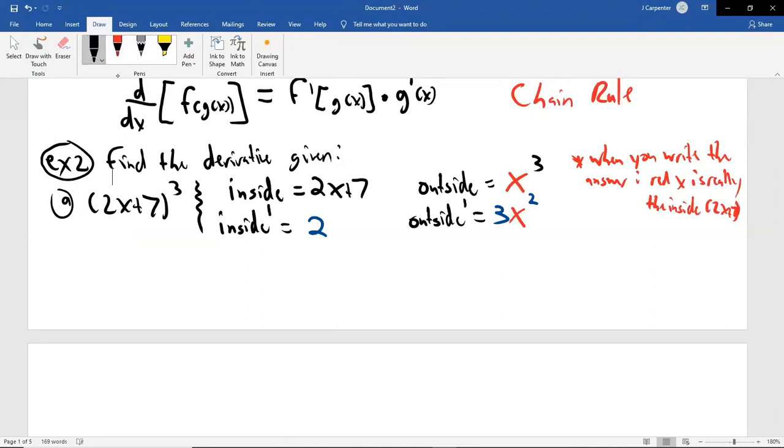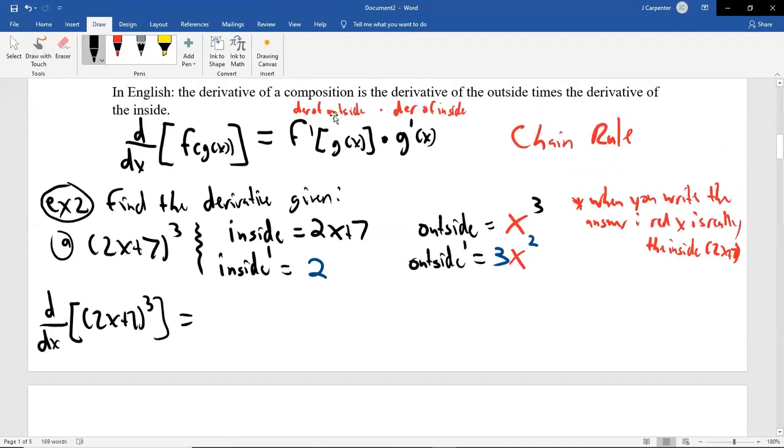Okay, so d dx of 2x plus 7 to the third power. We're finding the derivative, the slope function. The chain rule, it's the derivative of the outside times the derivative of the inside. Here's the derivative of the outside, which is the 3x squared.